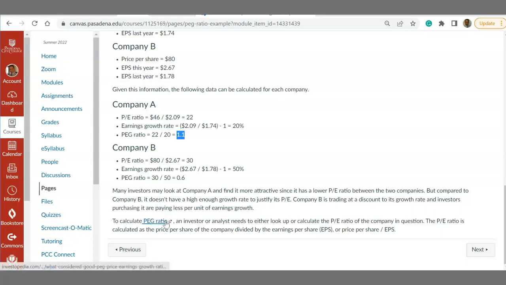So to calculate PEG ratio, an investor or analyst needs to either look up or calculate the PE ratio of the company in question. The PE ratio is calculated as the price per share of the company divided by earning per share. And you can click this link and then go, I believe, to Investopedia and just look at the video if they have a video or something.